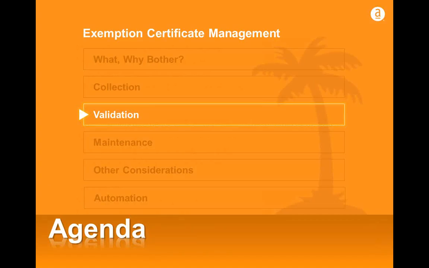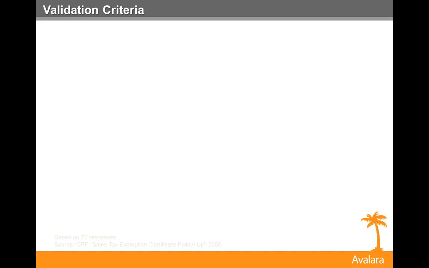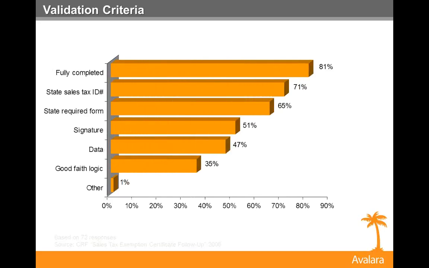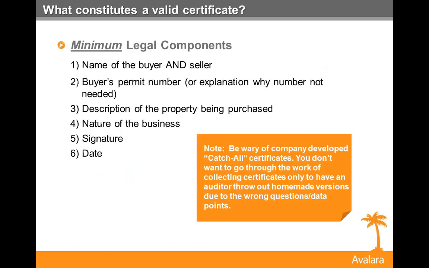So let's talk about the validation of exemption certificates. What makes a certificate valid? Well, it's got to be fully completed. Some folks think that it just needs a state ID. Others think it just needs an exemption number. So what makes a certificate valid?